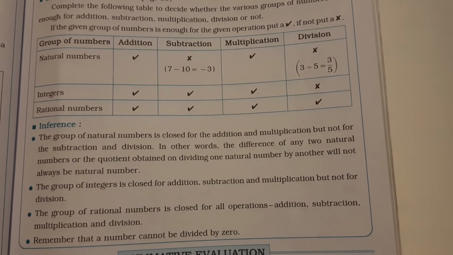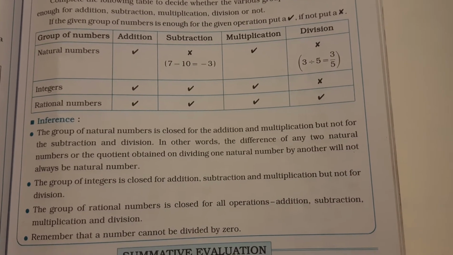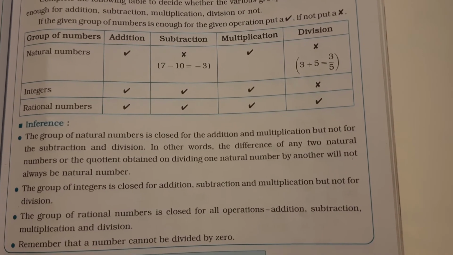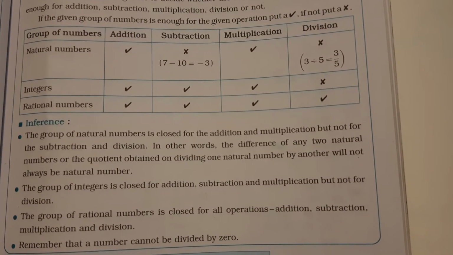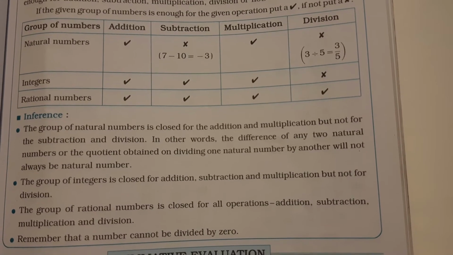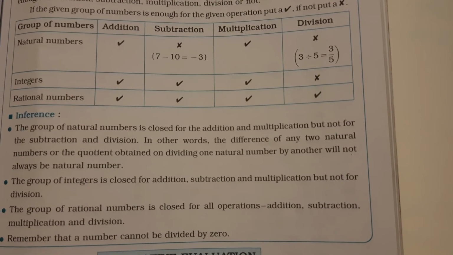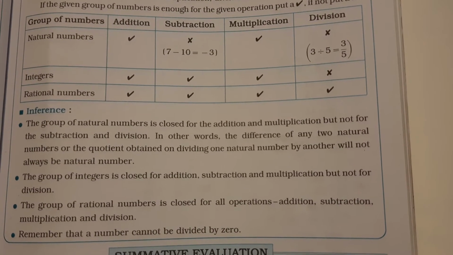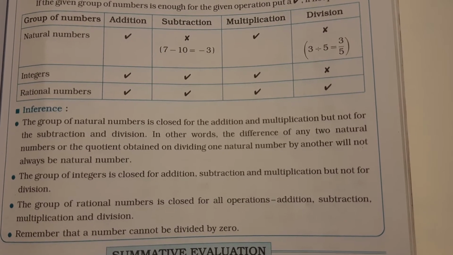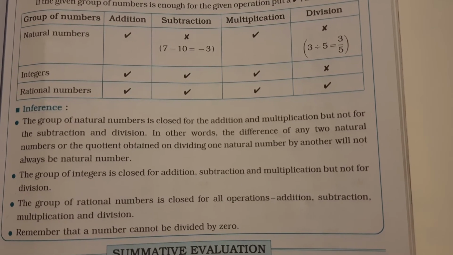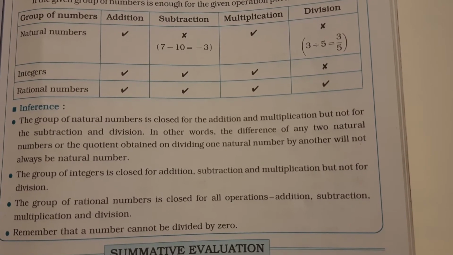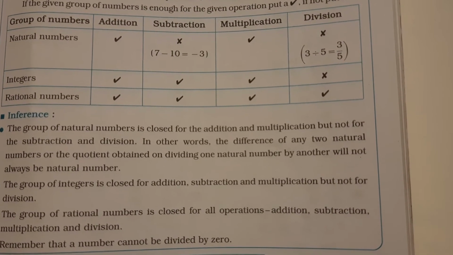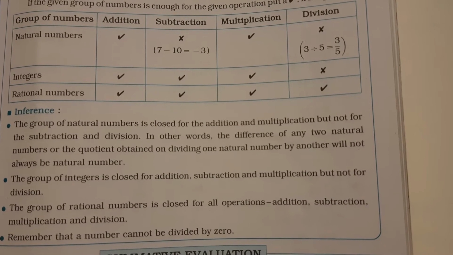If the given groups of numbers is enough, we need to put a tick mark, which is already done. So I am just showing this to you quickly. See, the names of groups are given: natural numbers, integers, rational numbers. The types are given: addition, subtraction, multiplication, division. Natural numbers: addition, yes. Subtraction, no, because 7 minus 10 gives you minus 3, children. Multiplication, yes. Division, no. Means in natural numbers, what answer you are getting.